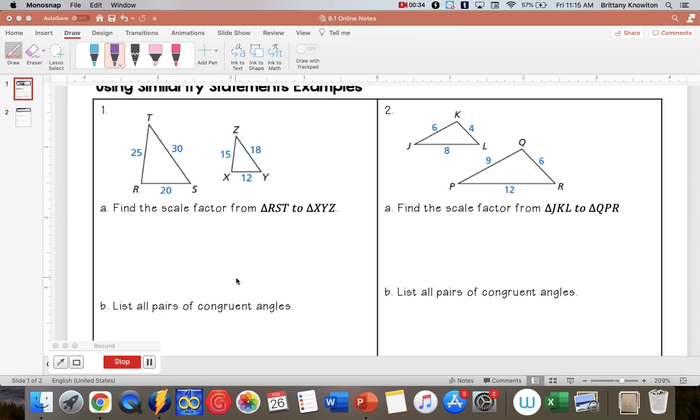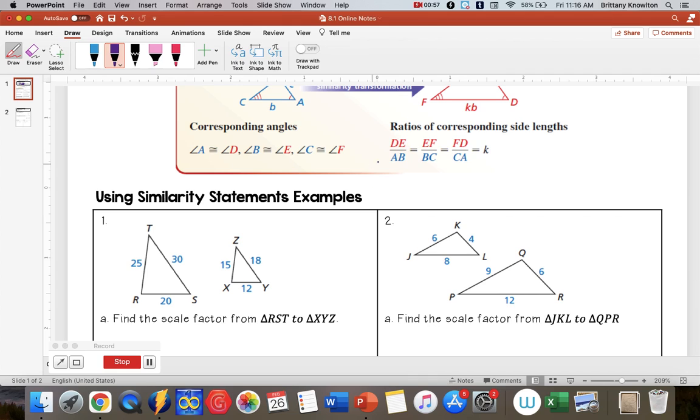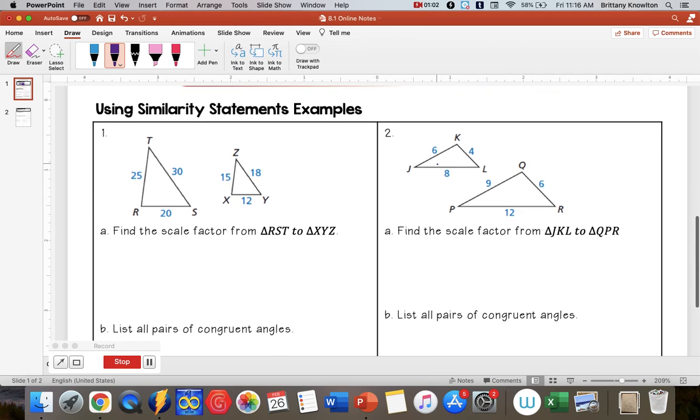So for the first one, I want to find the scale factor K to get from triangle RST to triangle XYZ. So I'm looking at what am I multiplying all the sides by so that I get the sides for XYZ. To do this, you're going to take any of the corresponding sides, divide them to find that scale factor, just like what we see in this figure up here. So it doesn't matter which one you choose. I want to go ahead and go with XY and RS, those corresponding sides.